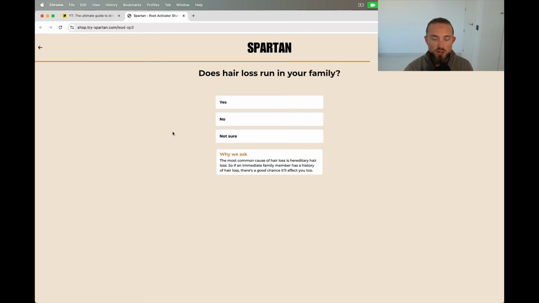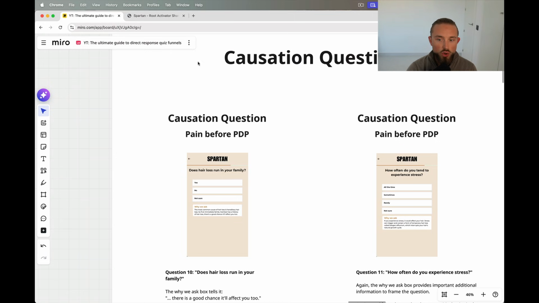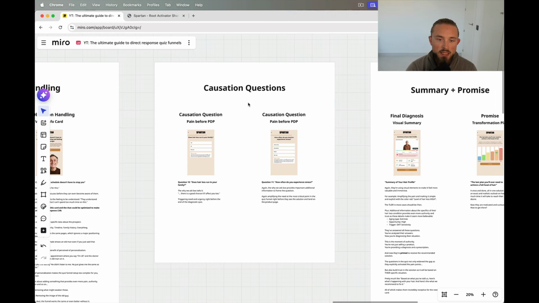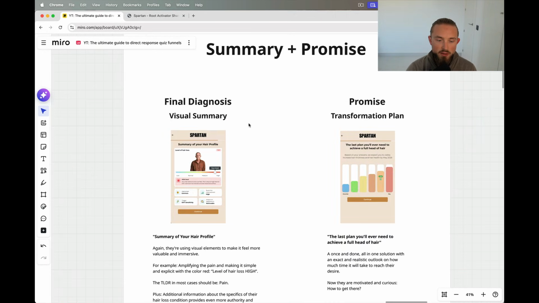So the first question that we ask here is, does hair loss run in your family, right? So for example, I put yes. And then how often do you tend to experience stress? I experience it all the time, right? Then the really interesting stuff happens.